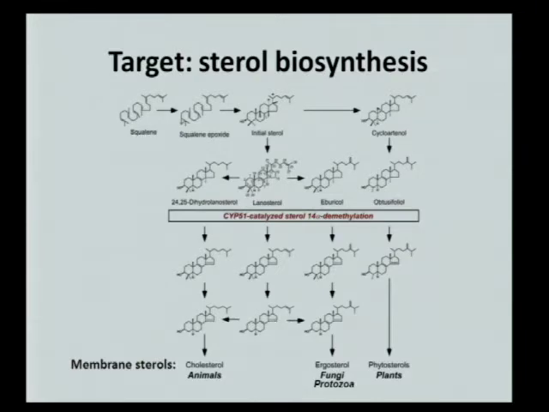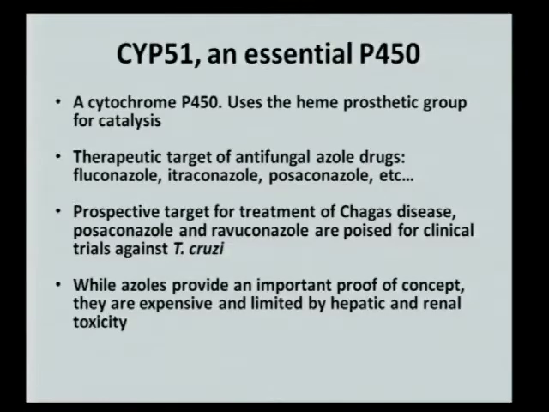The critical step in this pathway is 14 alpha demethylation of lanosterol and eburicol, which are 14 alpha methylated precursors. This methyl group is removed by CYP51, which is sterol 14 alpha demethylase. CYP51 is an essential cytochrome P450. It uses a heme prosthetic group for catalysis, and this is an important fact for our high throughput screening assay. CYP51 is the therapeutic target of antifungal azole drugs, fluconazole, itraconazole, posaconazole, and others. And this enzyme in T. cruzi is a prospective target for treatment of Chagas disease.